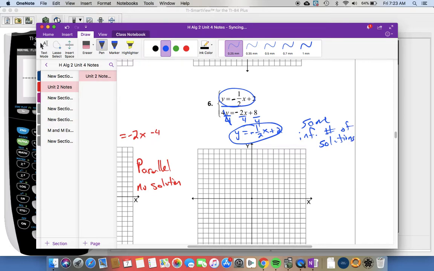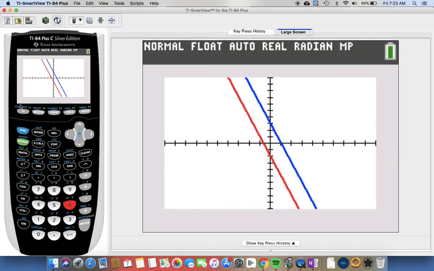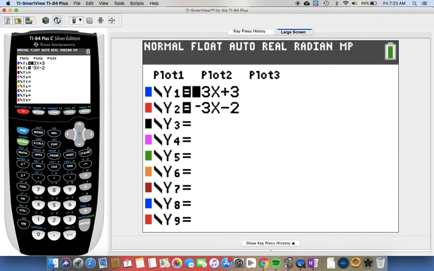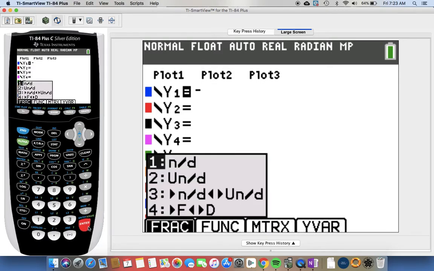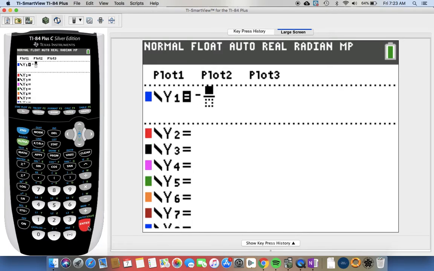So I'll show you what that looks like on the graph. It's really not going to be anything spectacular. It's really just going to be the same thing twice. It will give me a chance to show some of you, though, how to get fractions on your calculator. If you have a newer TI-84, if you hit alpha y equals, and then choose the n over d option, that will let you type fractions in fraction form.